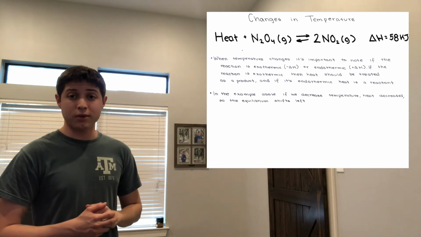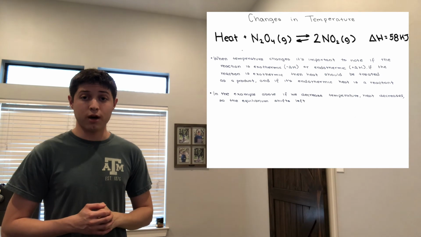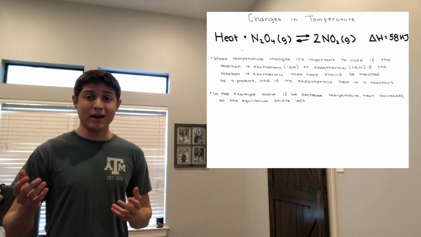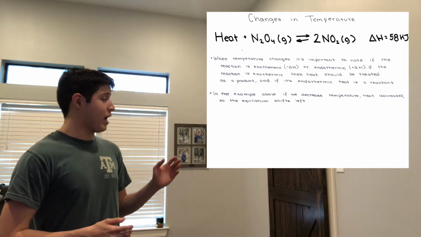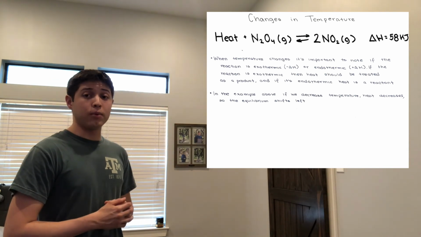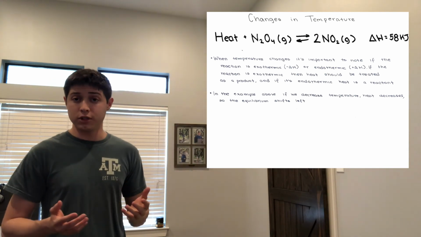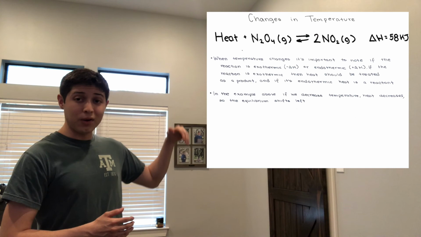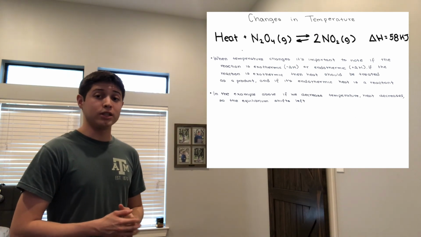Once we have heat as a reactant, we can just treat this as the first topic, where any component is added into our system. So if we add heat, then our equilibrium would shift towards the right, as it would in the first situation that we covered. And if we were to decrease our temperature, then the equilibrium would shift towards the left.